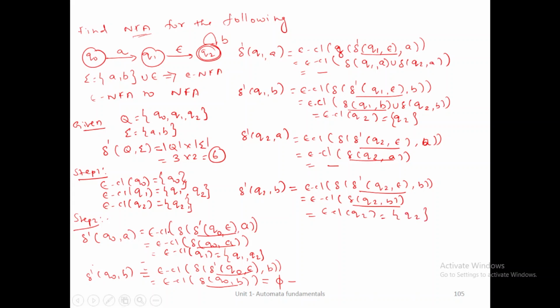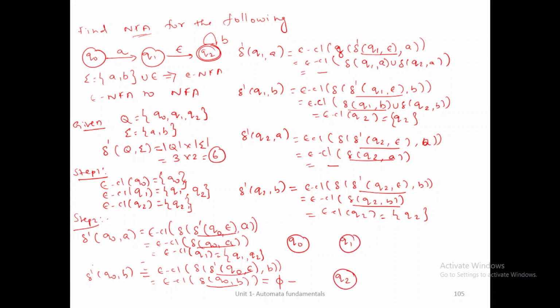So now the calculation is over. This step 2 is over. Then what is step 3? You should draw the NFA diagram. So what are all the states available in the epsilon NFA? 3 states are available. The same 3 states are also available in the NFA. So you put those states.